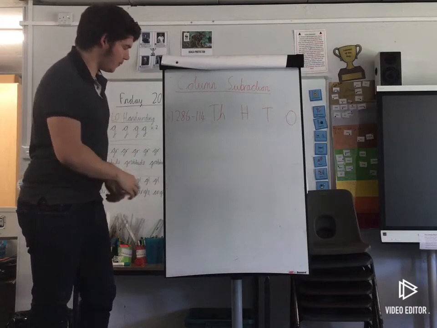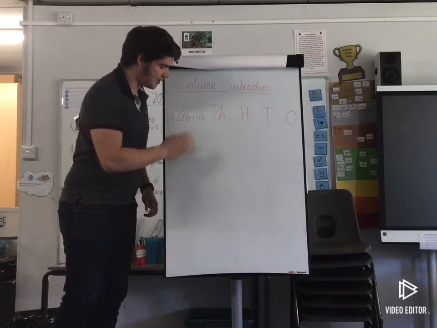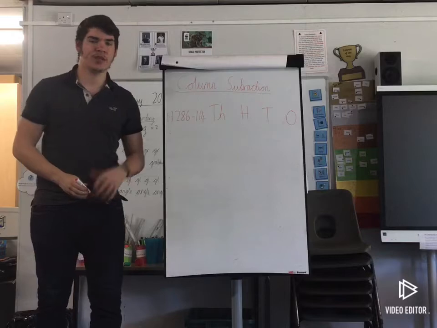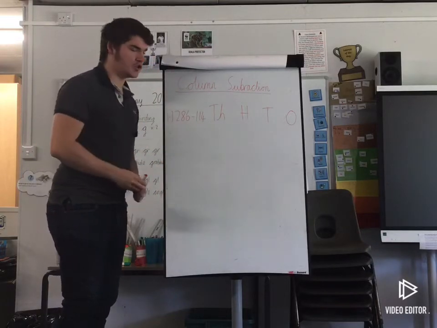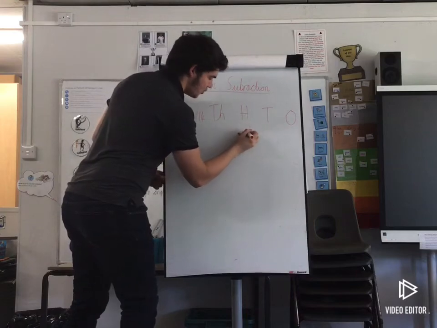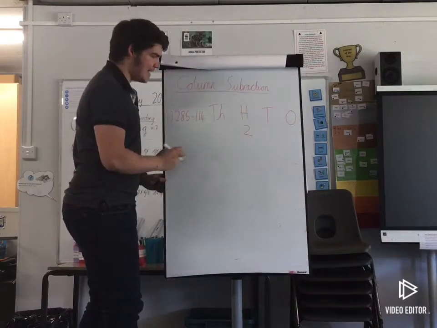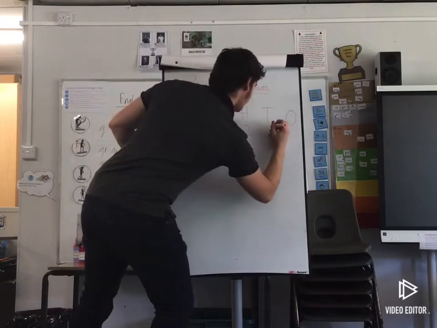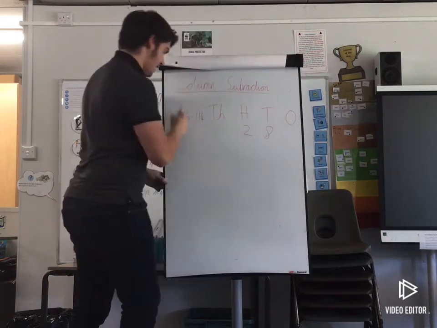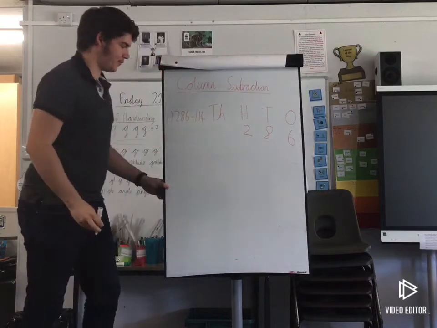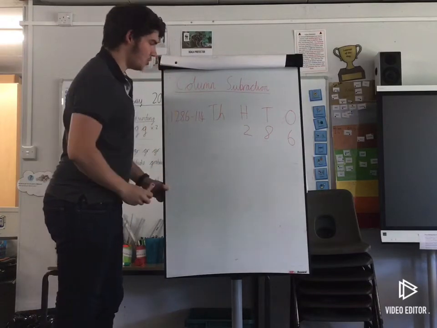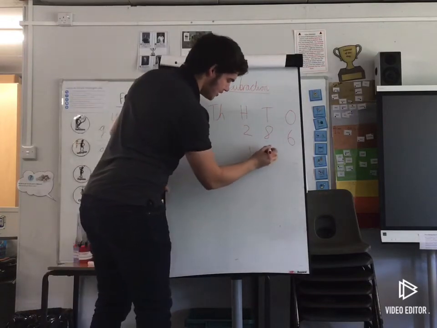So we have question 1, 286 minus 114. I'm going to put these in. Now, 286, I've got 200 here, so my 2 is going to go in the hundreds column. Then I've got my 80, so my 8 is going to go into the tens column, and then my 6 will go in the ones column, so 286. I'm then going to have my 114, so I have 114.